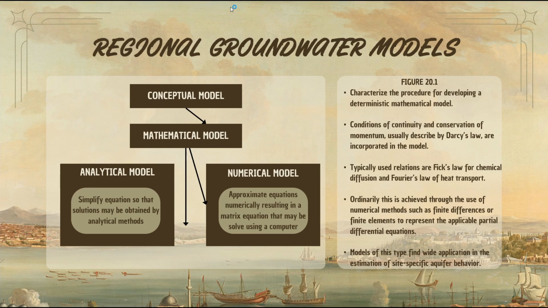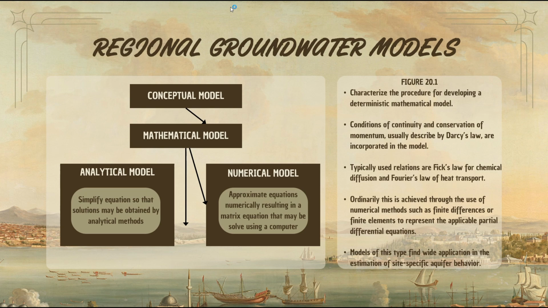Regional groundwater models. Groundwater system models may be of the analog or the digital mathematic variety. The focus of this chapter is on the digital type of model, the type most commonly employed today. Such models are characterized by a set of equations representing the physical processes occurring in an aquifer. These models may be deterministic or probabilistic in nature, but only deterministic models are discussed here.